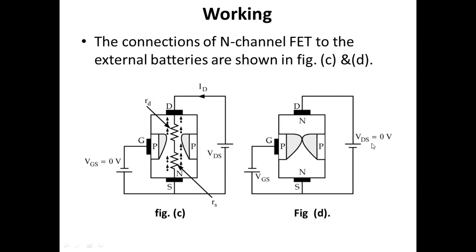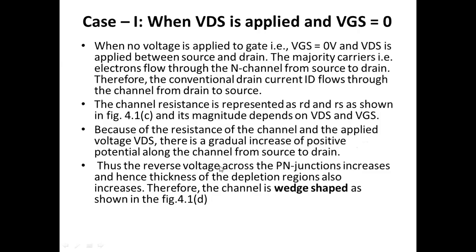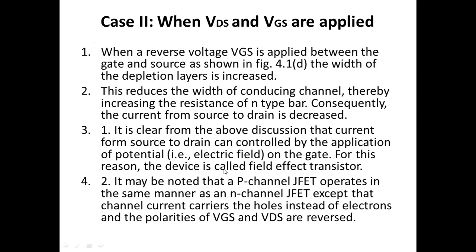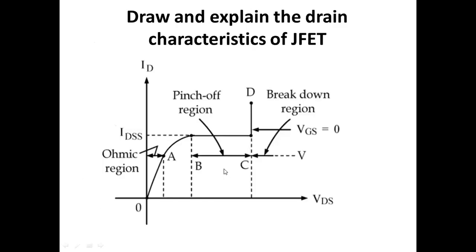Here you see, when VDS is not applied, that means it is 0. If the VGS increases, then at a particular point ID becomes 0, the channel width decreases and goes to 0. So there is no current flowing through the field effect transistor. ID must be equal to 0. Okay, this is case 1, and case 2 we explain.